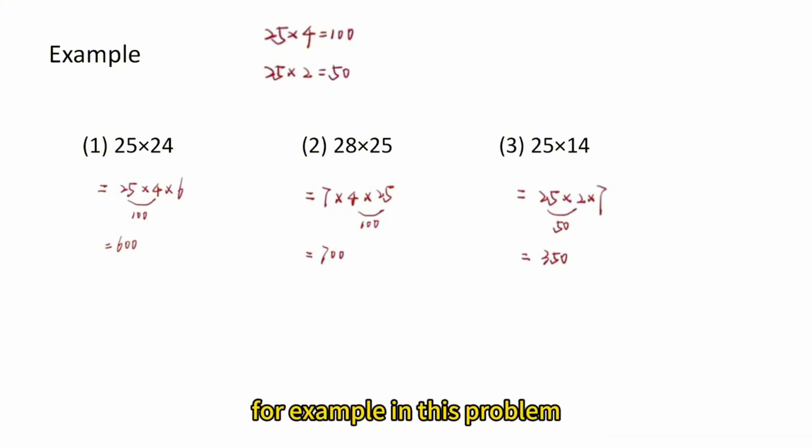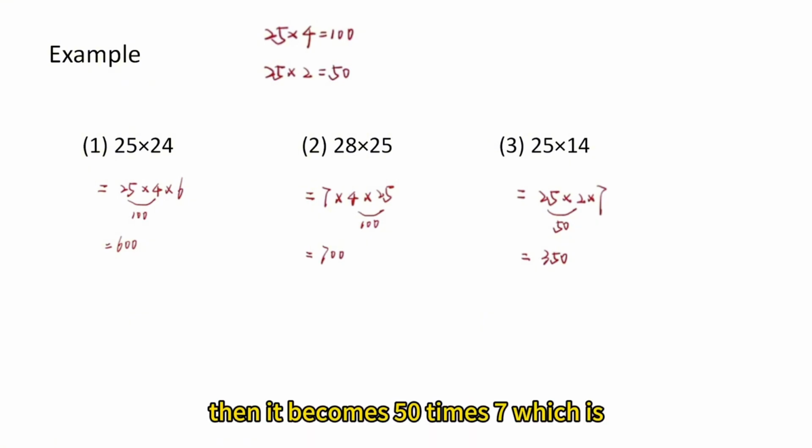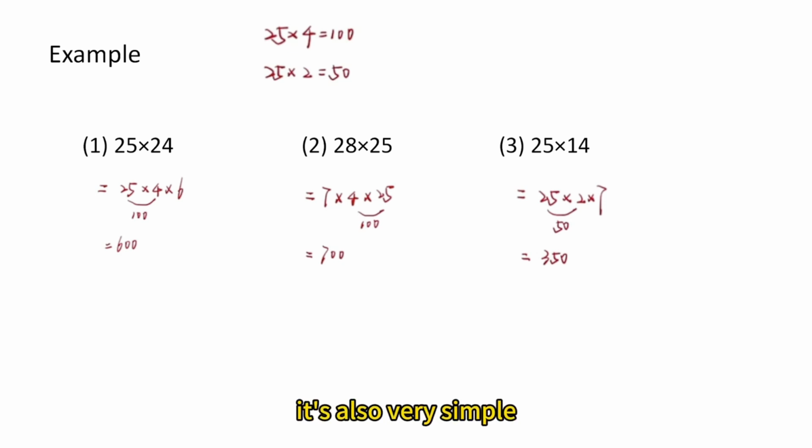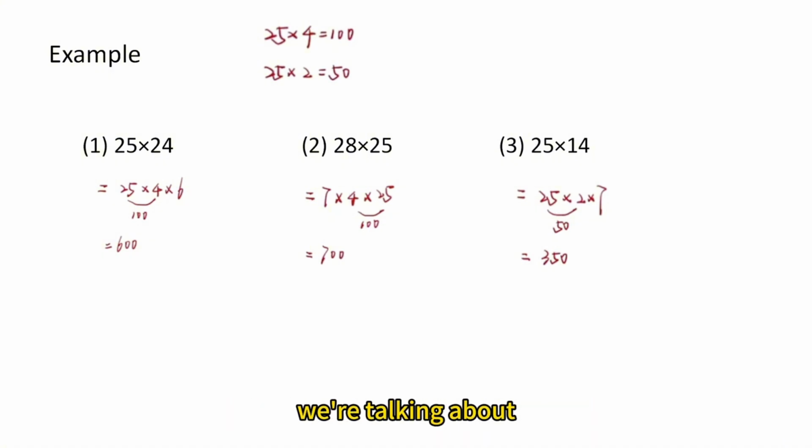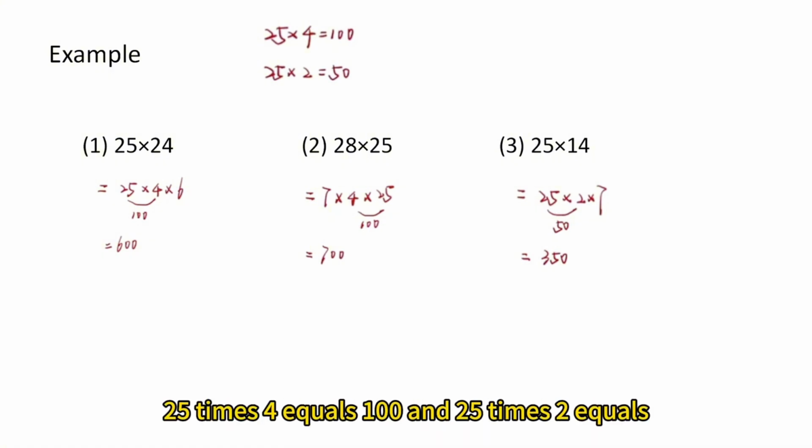For example, in this problem, 25 times 14, I can't find a 4, so I'll find a 2. 2 times 7 is 14, is that right? And so 25 times 2 is 50. Then it becomes 50 times 7, which is 350. See, it's also very simple. Multiplying by 50 is also easy. Do you understand what I mean? So this is the first group of friend numbers we're talking about. 25 times 4 equals 100, and 25 times 2 equals 50.